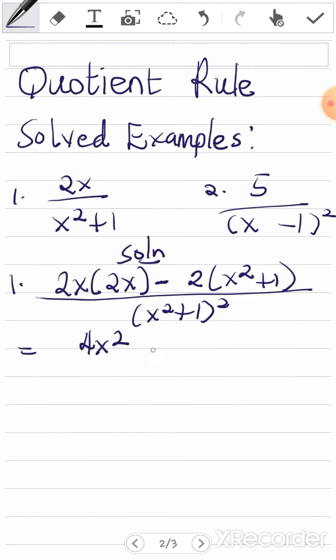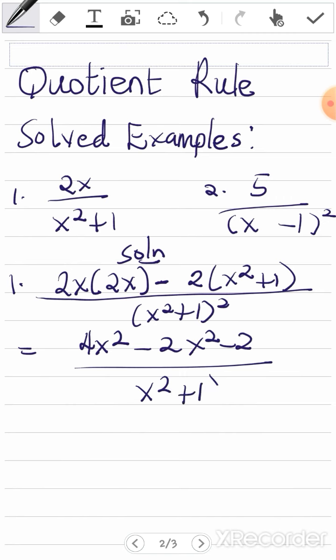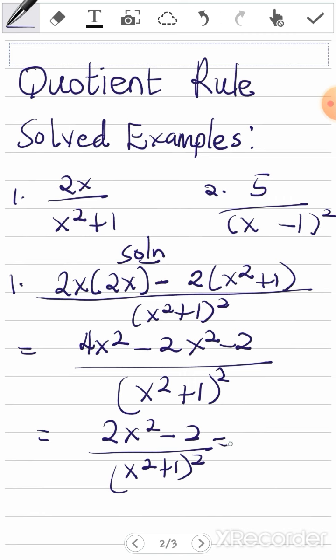So this is what we're going to get: 4x squared minus 2x squared minus 2. We can do some simplification. We're going to get 2x squared minus 2 over x squared plus 1 all squared. Here you can still go on with the simplification by bringing 2 out. So you're going to get 2 times x squared minus 1 over x squared plus 1 all squared.